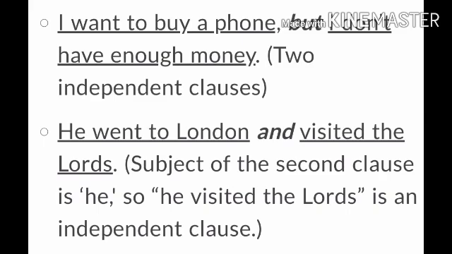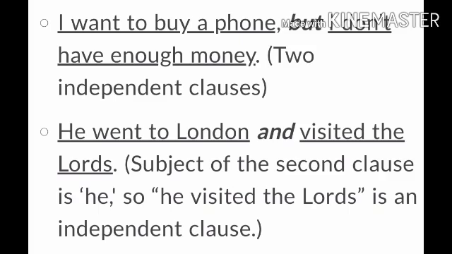My dear student, as I told you, in a particular sentence there can be one, two, or three clauses. And it is connected with what? A coordinator, that is but, right? Both the sentences, that is, I want to buy a phone and I don't have enough money, are two independent clauses, but they are connected with a coordinator, but. Now, the next example is: he went to London and visited the Lords. Again, two clauses connected with and.